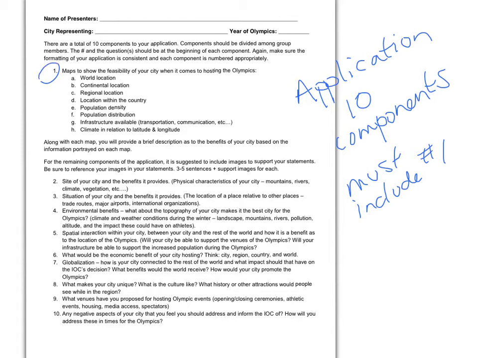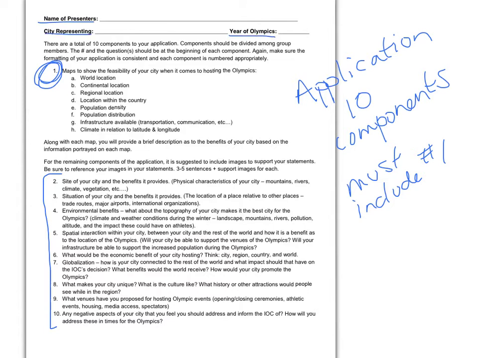So all groups must do number 1, and for those of you who have just 4 people in your group, you can exclude any 1, 2 through 10 that you do not wish to do. So your name of the presenters, your name of your group goes up here, as well as the city you're representing and the year of the Olympics.